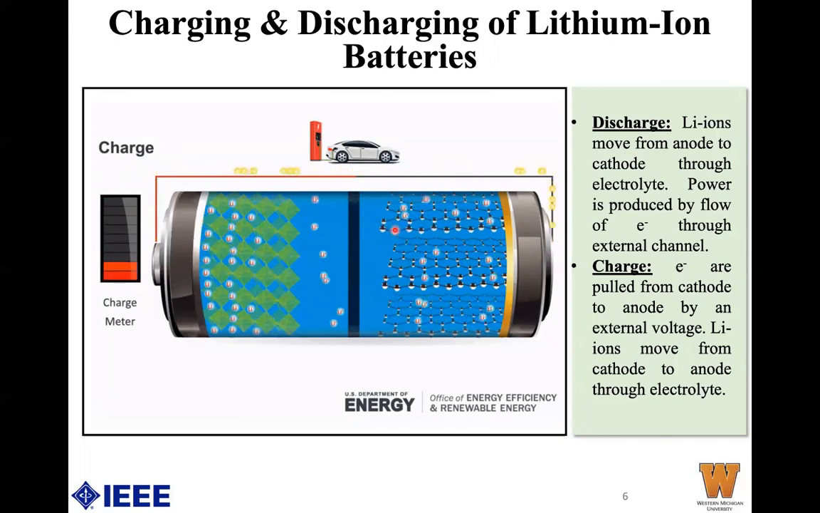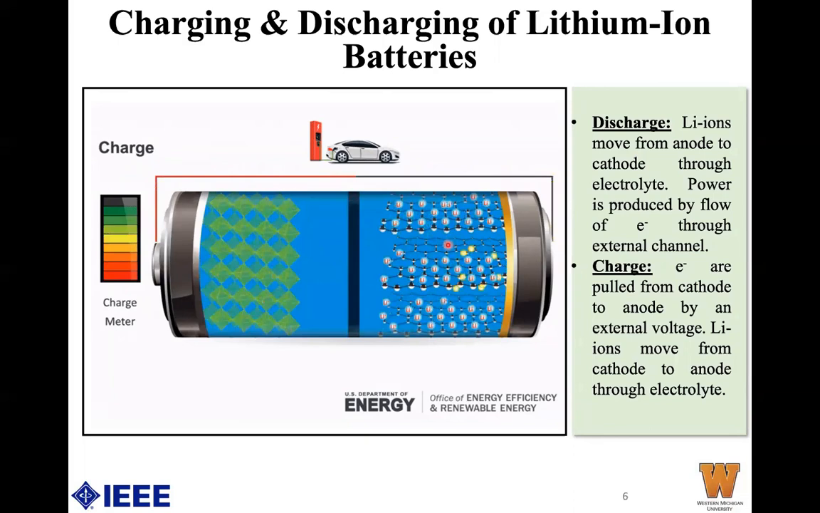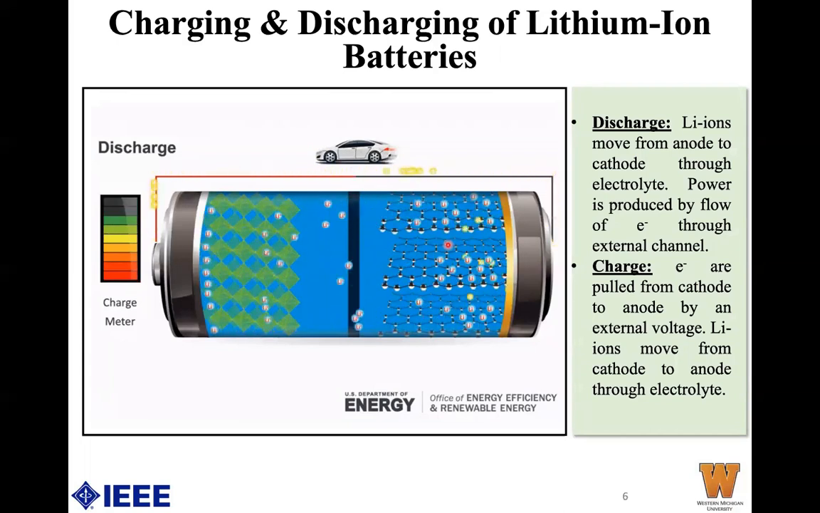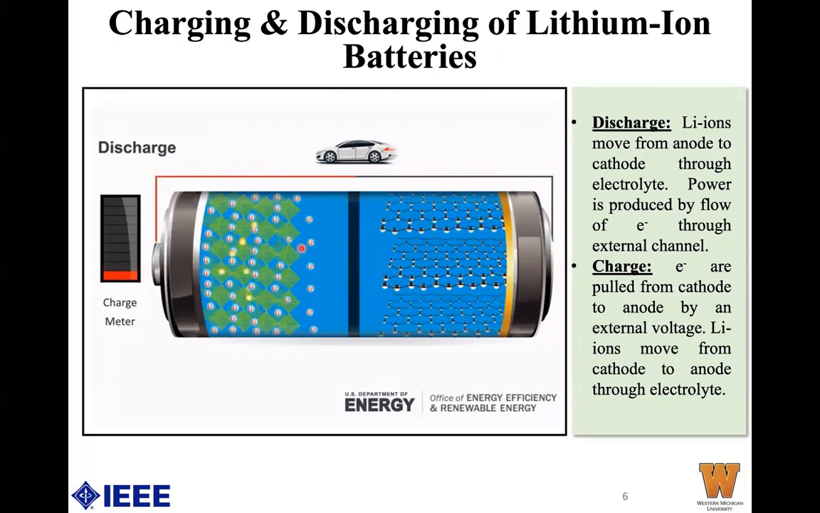During the charging process, when all the lithium ions and electrons are in the anode, the battery is fully charged and ready to use. And during the discharge process, when the lithium ions completely move into the cathode, the battery is completely discharged and should be charged again.